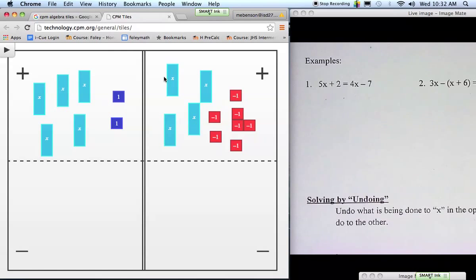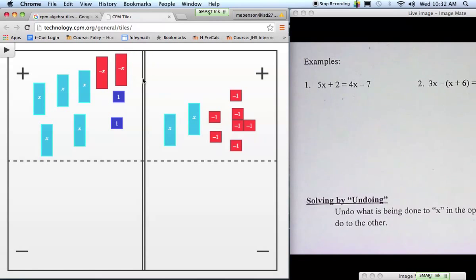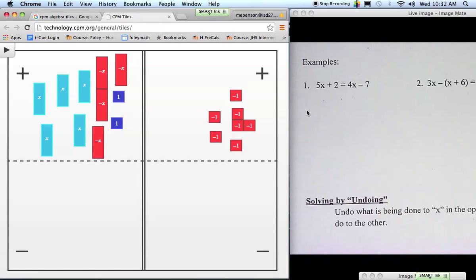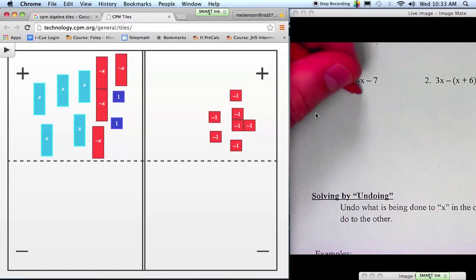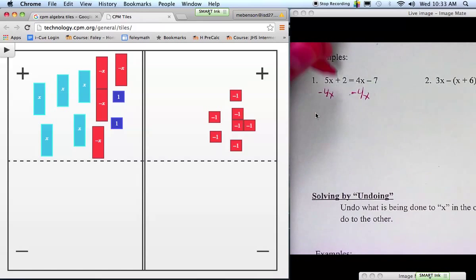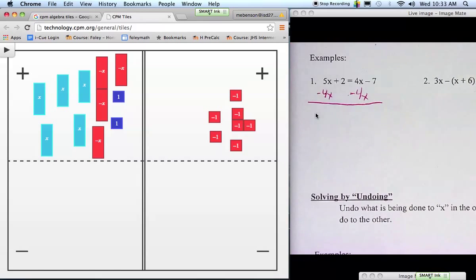So when I move this x over, I flip it, it becomes negative. When I flip this x over, it becomes negative. When I move this x over, it becomes negative. And the way I'm going to record that on my note sheet is I'm just going to say that I have negative 4 x's on both sides. Right? Negative 4 x's on both sides.